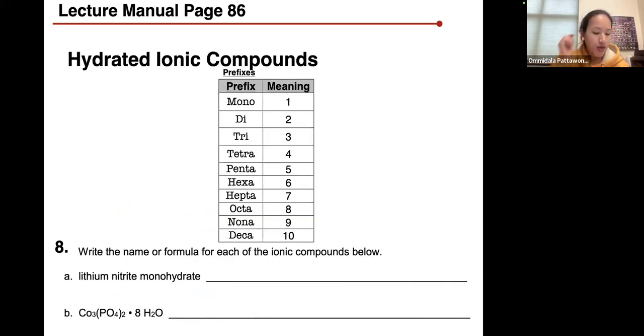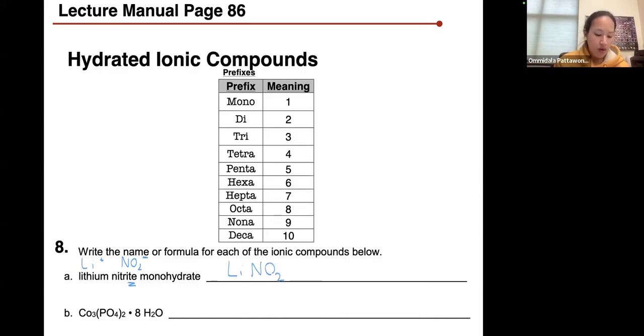All right, now let's get into the hydrate ionic compound. Same thing, I'm going to go over the ionic compound first. Lithium would be Li. This is a main group element, so +1. Nitrite, ending with ite, is when you need to look up the list of polyatomic ions. Nitrite is NO2 minus. Therefore, the chemical formula would be just 1-to-1: lithium, NO2.